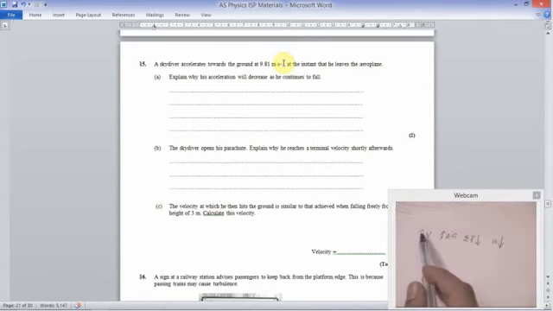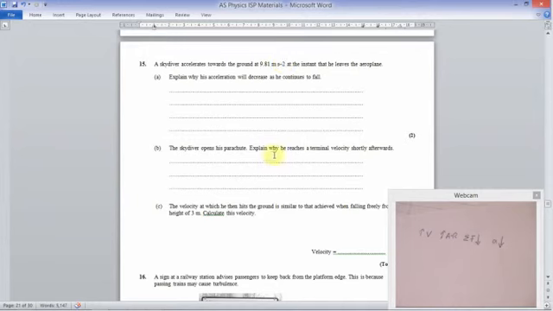As he falls, his velocity is going to increase, which increases air resistance until, remember, the upthrust is equal to weight. So this causes his resultant force to decrease, which therefore causes acceleration to decrease. Okay, that's the first part of it.